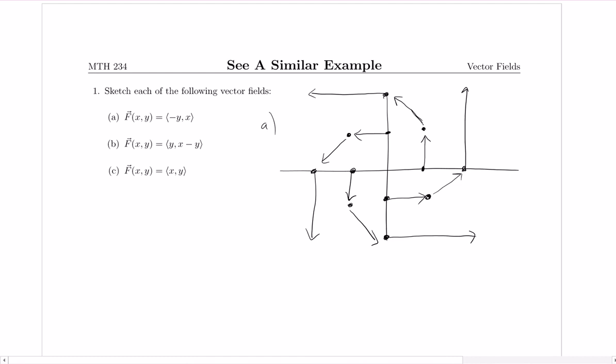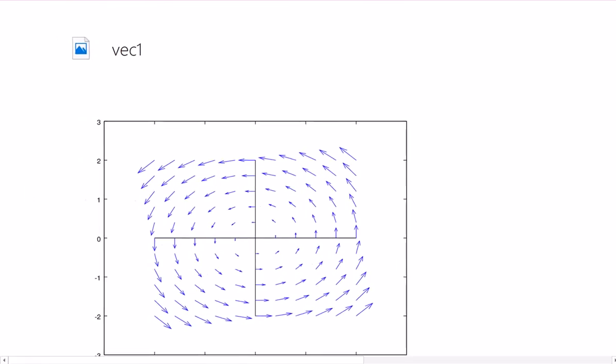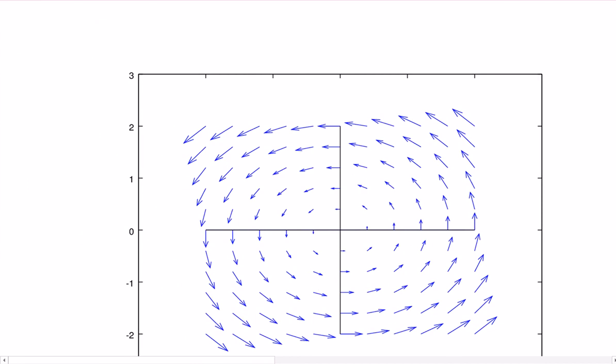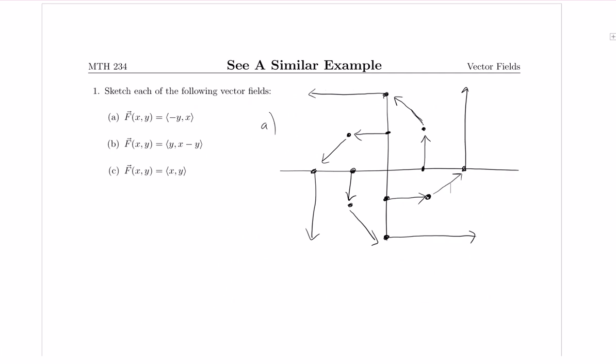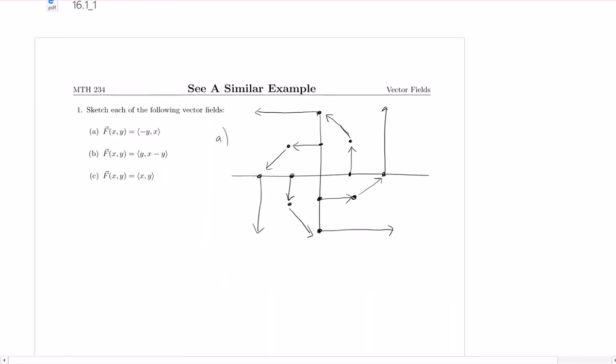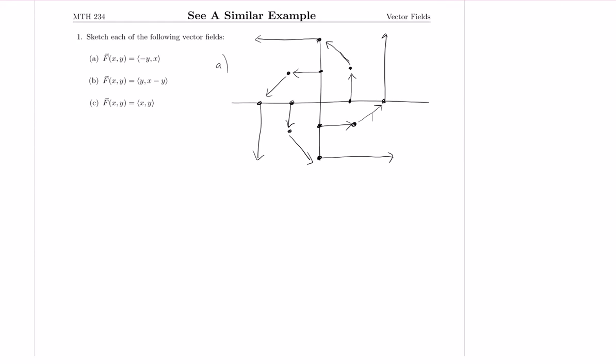So here's a picture of this vector field with a lot more points filled in. If we were to draw a lot more arrows and be a little more detailed, it would look something like this. And again, as you can see, they always point counterclockwise, and they get smaller as you get close to the origin, and bigger as you get farther away. Okay. So let's do the same thing for parts B and C, maybe be a little quicker about it.